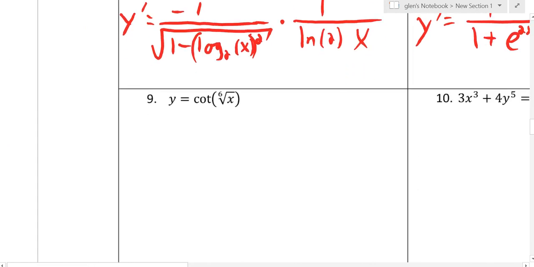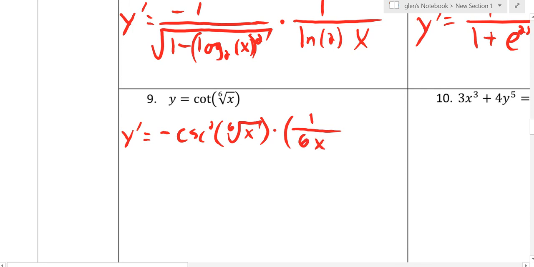Number 9, the derivative of cotangent is negative cosecant squared, and the inside thing stays the same. But then you multiply that by the derivative of the inside, that's x to the 1/6, right? So you get 1/6 x to the negative 5/6, but just put it down in that denominator while we're doing it. There you go. Not too bad, right?